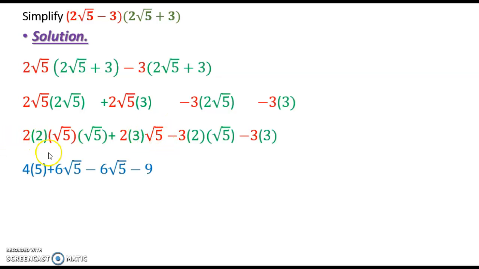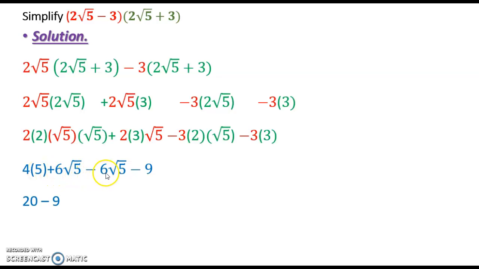So then the next thing we do is we multiply them out. So 2 by 2 is 4, and root 5 by root 5 is 5, because root 5 by root 5 is root 5 squared, and the square root of 5 squared is 5. Then I have 2 by 3, which is 6 times root 5, minus 3 by 2 is minus 6 times root 5, and minus 3 by 3 is minus 9, which gives us 4 times 5 is 20.